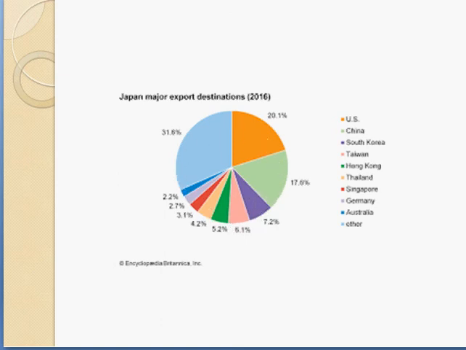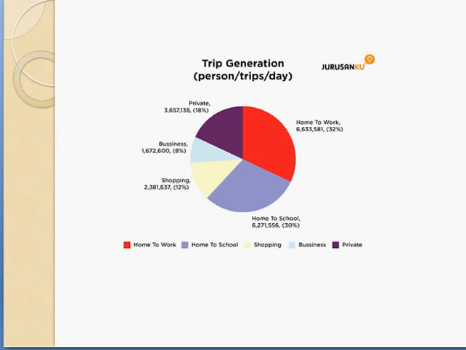Also you can represent the percentage of trips made for different purposes, like home to work, home to school, shopping, business, and other private uses. So in these ways you can represent data as pie charts.